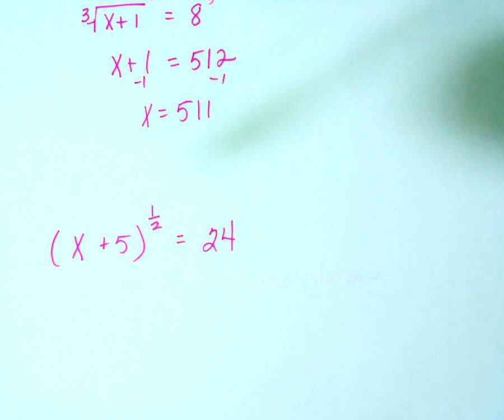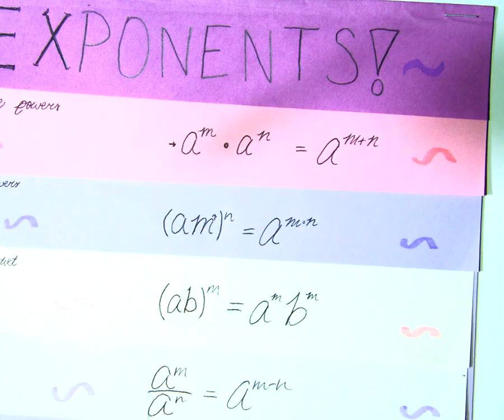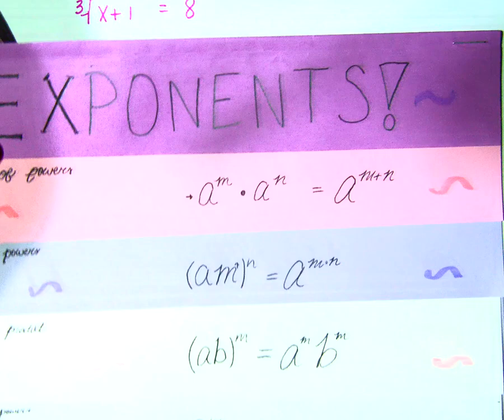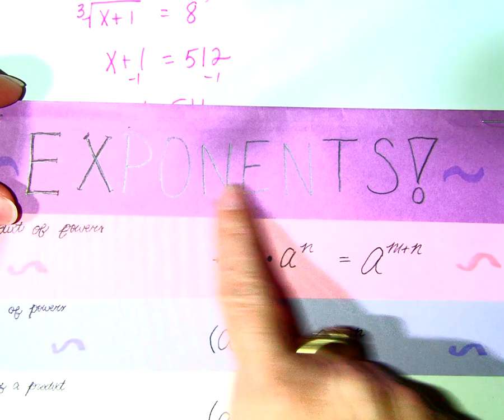Okay, let me see yours real quick. Yeah, let me see it. Remember, it looks something like this. The way you can tell it's the exponent foldable is because it says exponents.